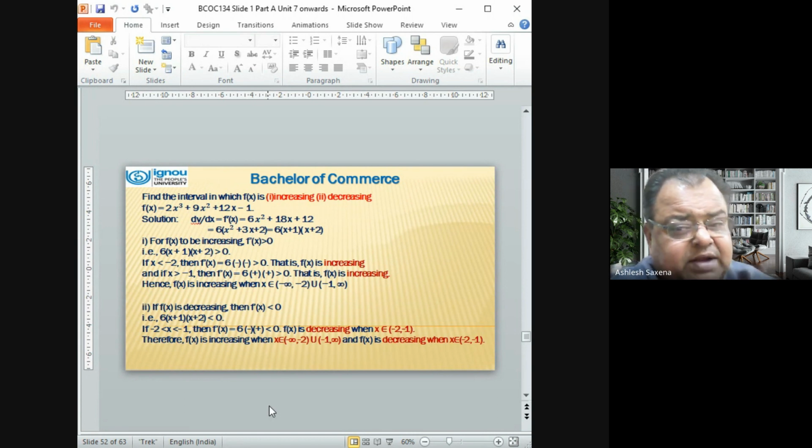So how to write the solution? f(x) is increasing when x belongs to minus infinity to minus 2, union minus 1 to infinity. And f(x) is decreasing when x belongs to minus 2, comma minus 1.